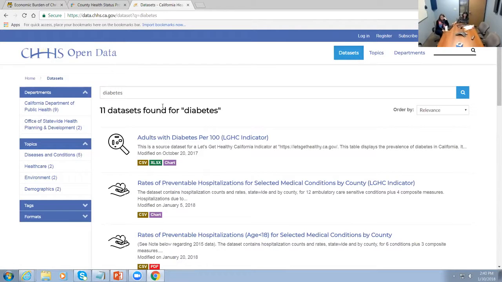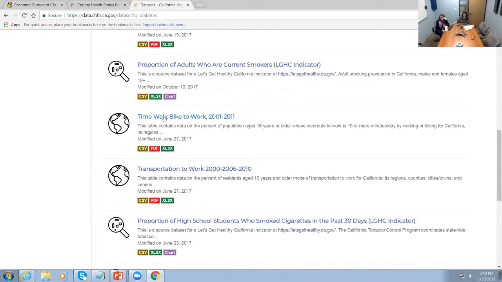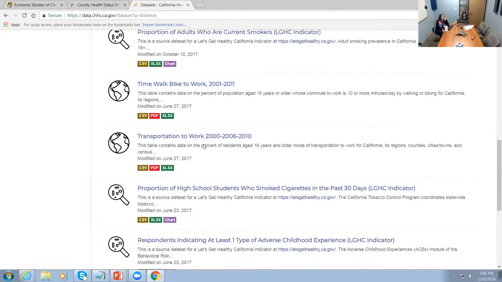So 11 data sets were found for diabetes. So adults with diabetes, rates of preventable hospitalizations for select medical conditions by county. So there's just a wealth. Time to Bike to Work from 2001 to 2011. We'll have to look at that one, Kylie.